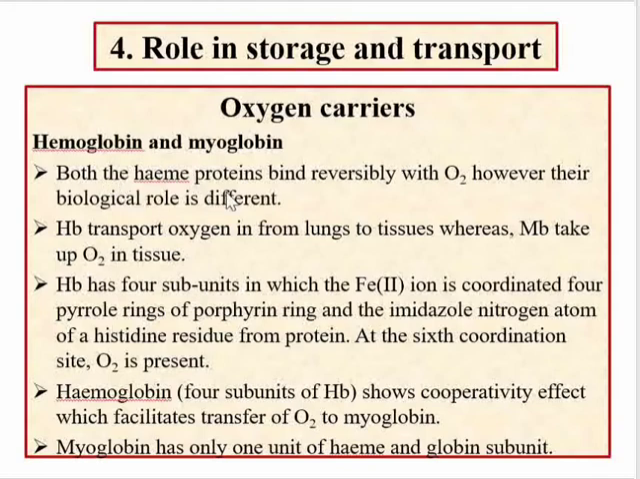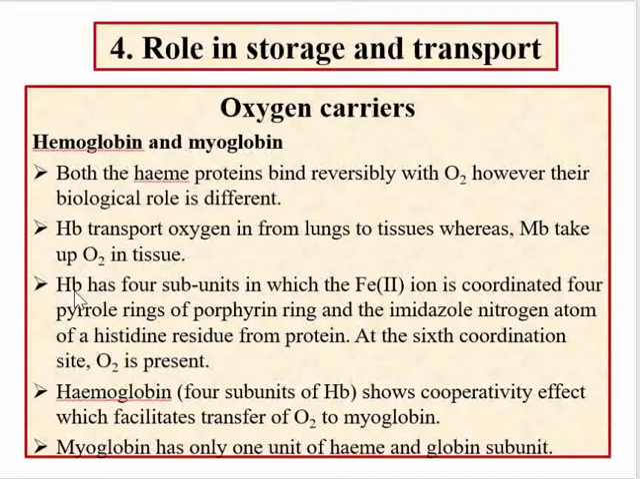So both are heme proteins. They are heme proteins because they have heme as their active sites, and they can reversibly bind O2. Okay, however their roles are different. The hemoglobin transports oxygen from the lungs to the tissue, and myoglobin takes up the oxygen in the tissue from the hemoglobin. Okay, so myoglobin is present in the tissue while hemoglobin is present in the blood.